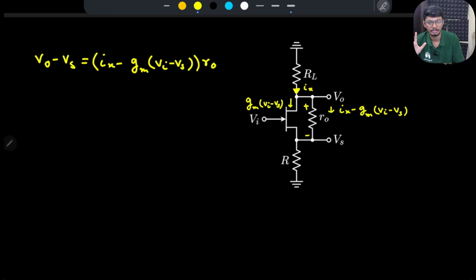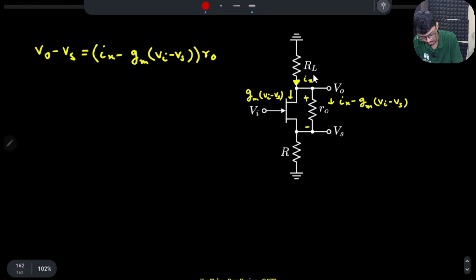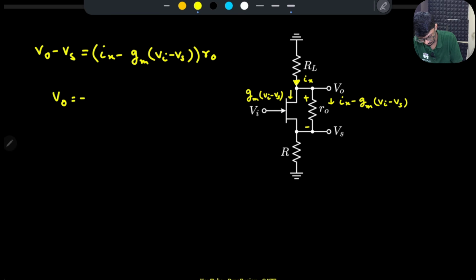Great. I got this, but there are so many unknowns. There is this Ix unknown, there is this VO or VS. I have to convert everything into a single term. So I can convert that. What is my VO in terms of Vs? It is simply minus RL by R into Vs, right? This we have derived already. And what about my Ix? If this is the Ix current, this same Ix current is flowing through here.